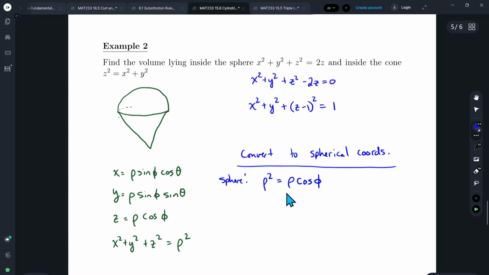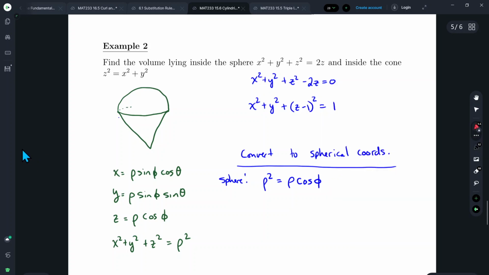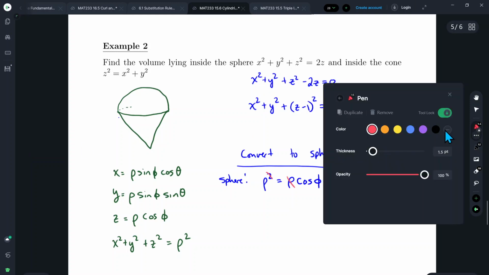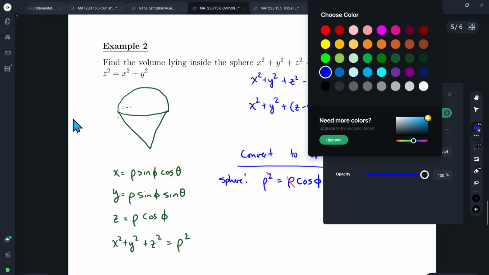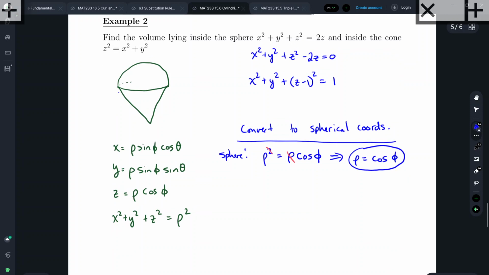So I have this as the sphere, and let's simplify this, right? I can cancel out one of the rhos. One of the rhos cancels out, and I get as the sphere, rho is equal to cosine phi. Okay, so that's for the sphere.